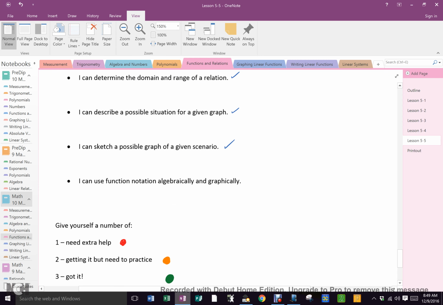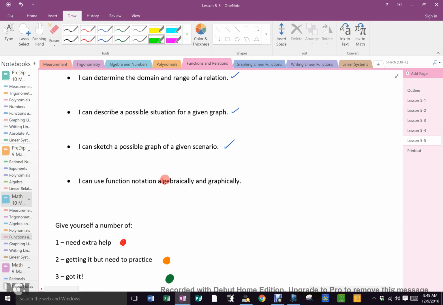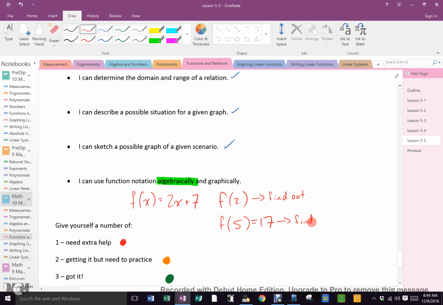Great. And finally, function notation in 2 ways. Algebraically, which is this, f of x equals 2x plus 7, and I want the f of 2. Or the f of 5 equals 17. This, I need to find output. This, I need to find input. Can you do both of them?